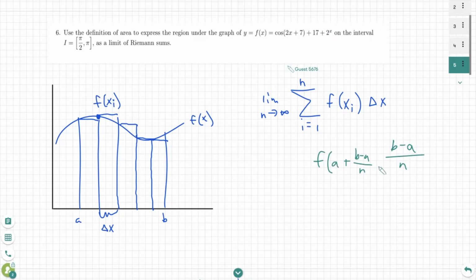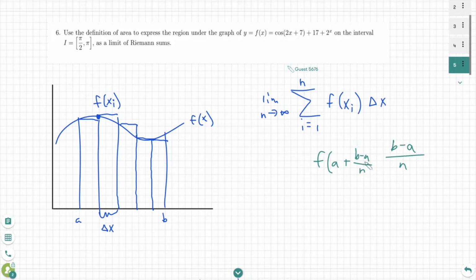How do you get to the next one after that? You just add another b minus a over n. And if you keep going, how do you get to the third one? You just add another b minus a over n. How do we get to the 100th one? You add it 100 times, right?